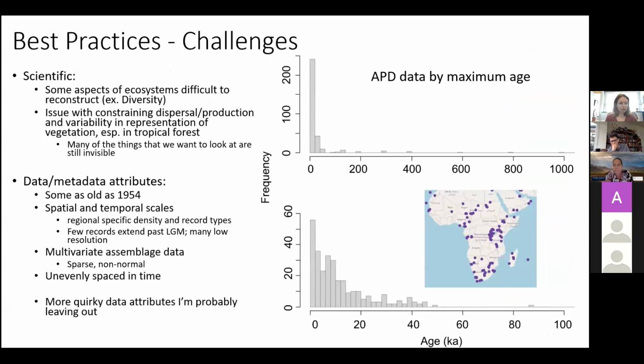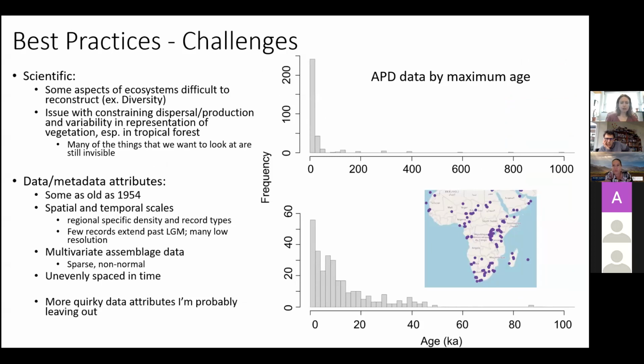Some challenges, just really quickly. There's a variety of scientific questions that you could skim the literature and add a lot more things to this list. There are still a lot of aspects of ecosystems that are difficult to reconstruct with pollen data. We do composition and structure really well. Diversity is more of a challenge.